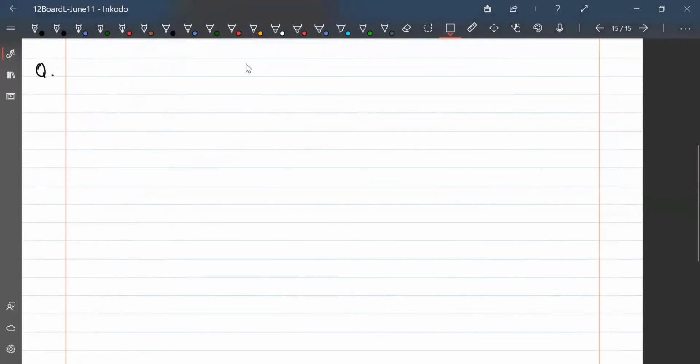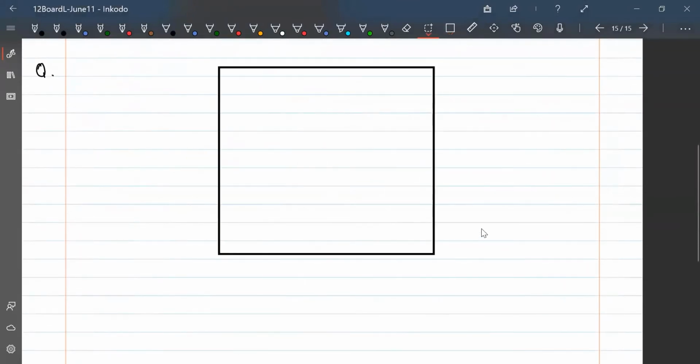there is a square loop, and the side of the square is a. It carries the current I in the anti-clockwise direction. So first thing, you have to find the magnetic field at the center O.